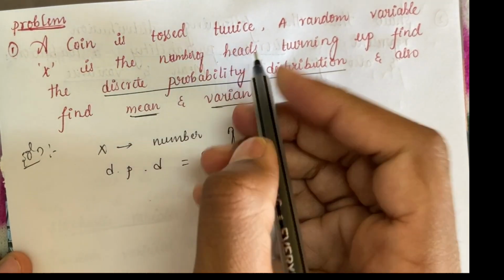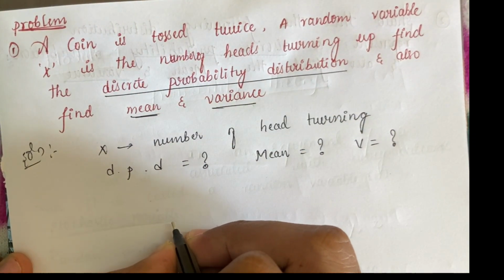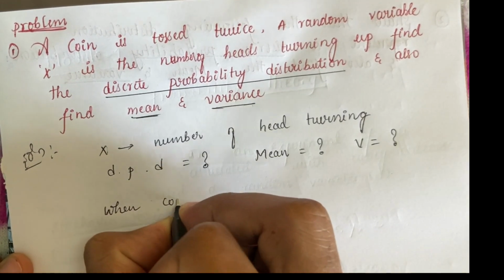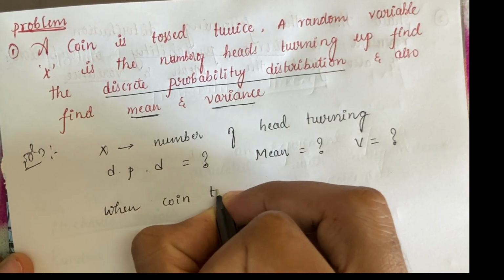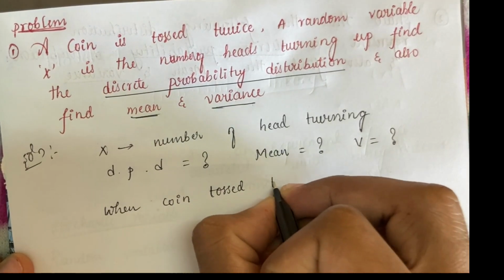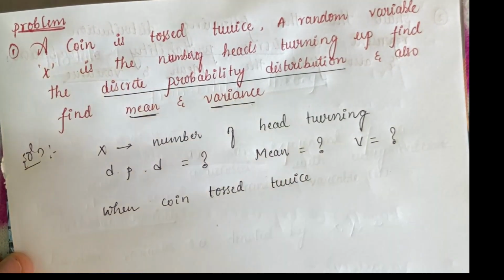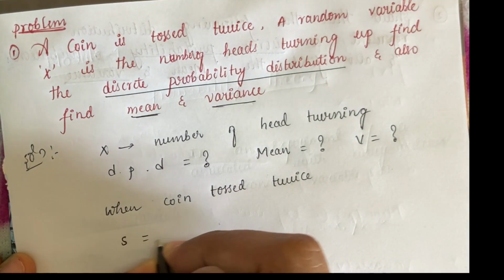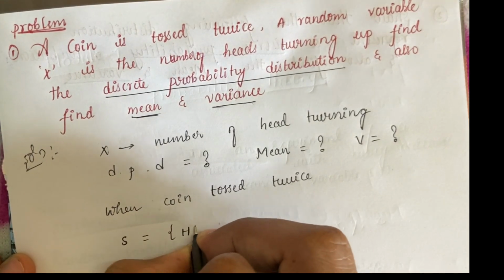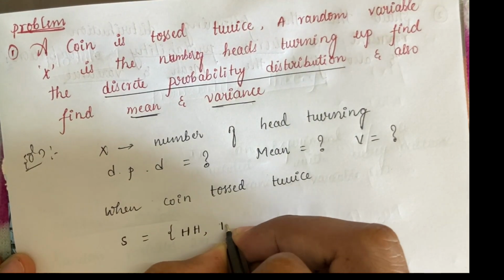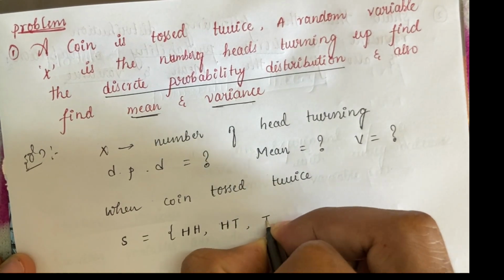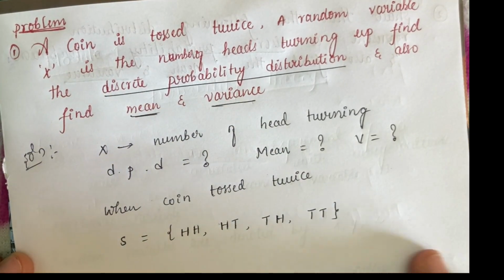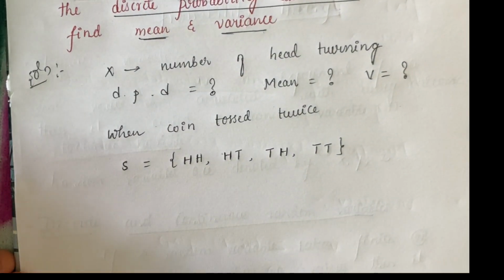Now, according to the question, when a coin is tossed twice, what are the possibilities? That is the sample space. The sample space is equal to head head, head tail, tail head, tail tail. These are the possibilities we will get when we toss a coin twice.